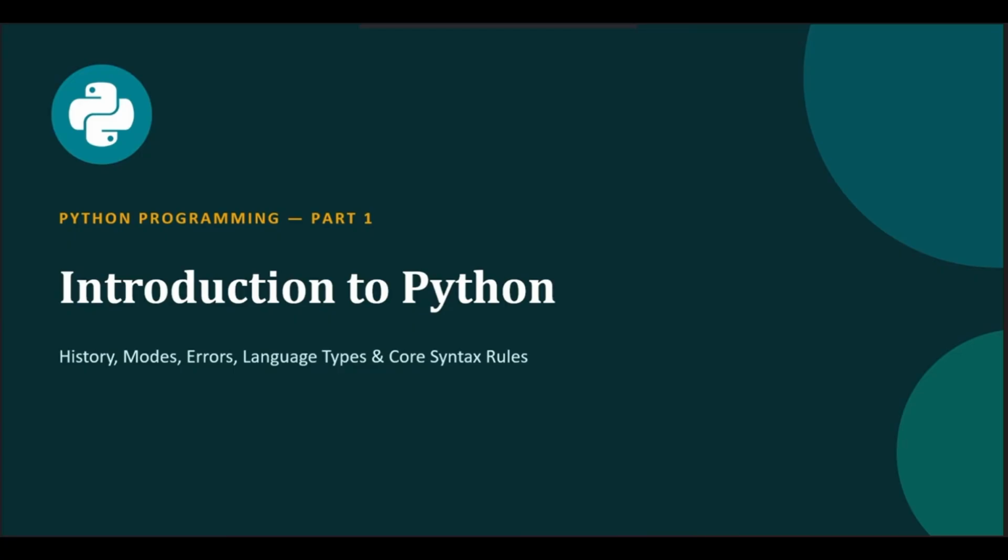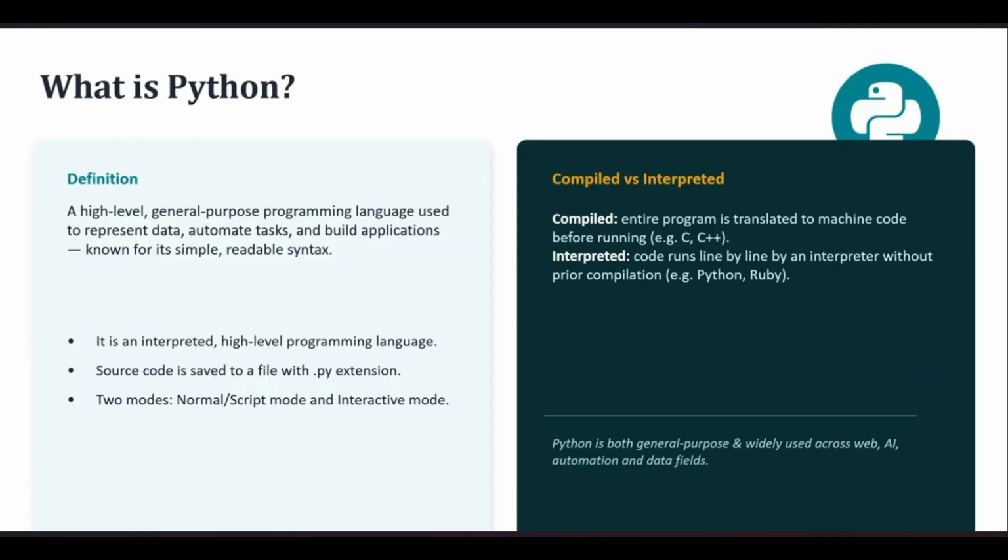Now, what exactly is Python? Python is a programming language that helps us communicate with a computer. Whenever we want the computer to perform a task, we write instructions in Python and the computer executes those instructions. In simple words, Python is a language that allows humans to give instructions to a computer in an easy and understandable way.